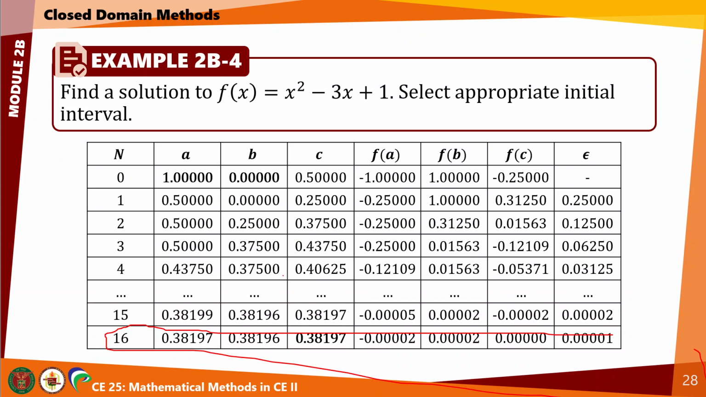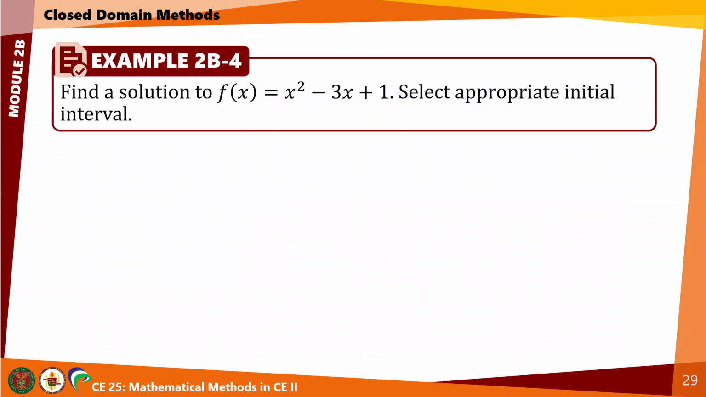And as you can see, paliit naman na ng paliit itong difference between the midpoints. So, it's converging na to a certain value. And sa case na to, sa smaller root ng quadratic equation na to, nagko-converge yung interval. Which makes sense kasi nasa gitna naman talaga siya niyan. Okay? Same lang naman yung gagawin mo.